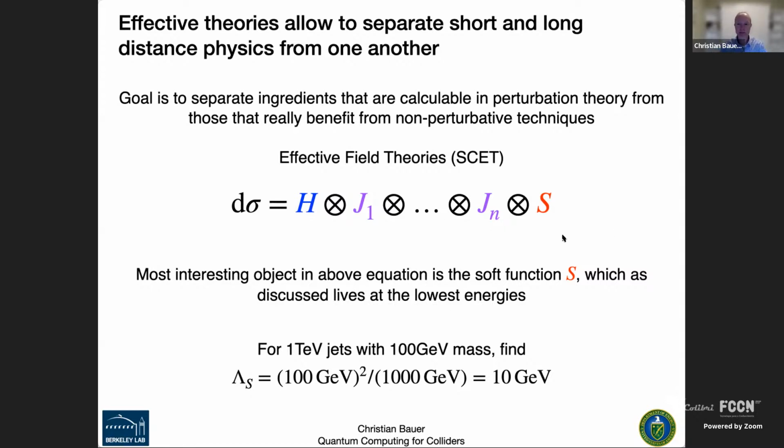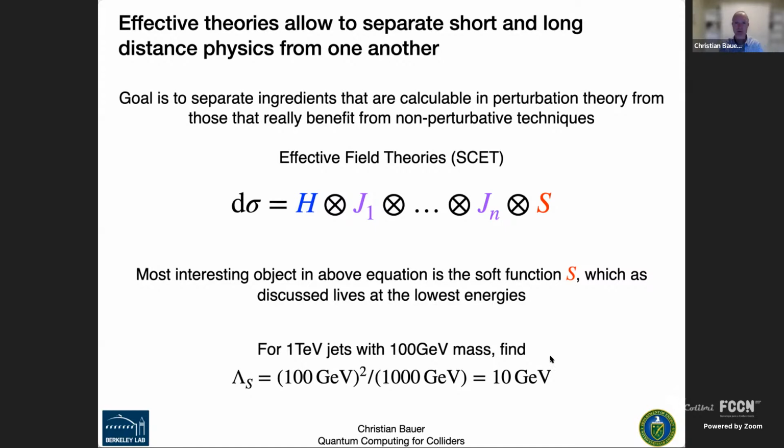And now remember, I think the most interesting function here is the soft function, because it's the most complicated object that talks to the whole event. But let's try to understand what the energy scales in the problem are. So remember, I already told you that typical jets at the Large Hadron Collider, at the highest energies, maybe have order TeV scale energies, have order 100 GeV scale masses. And then if you look at the energy scale of the soft function, the typical energy scale is 100 GeV squared over a TeV, which is 10 GeV. Okay, so that means I need to describe my soft physics up to scales of order 10 GeV.